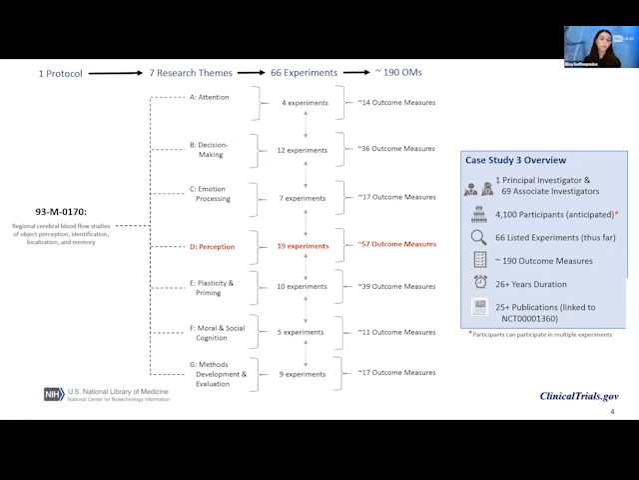The magnitude of this protocol underscores the challenge. For protocols with multiple interrelated studies, we might ask, what should the unit of reporting be? Should it be at the level of the research program, describing over 50 different experiments and nearly 200 outcome measures, at the level of the theme, even though experiments can be combined across themes, or at the level of the experiment, resulting in over 50 different experiments, 50 different public records for a single protocol.